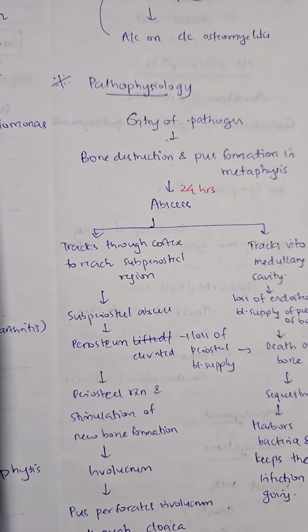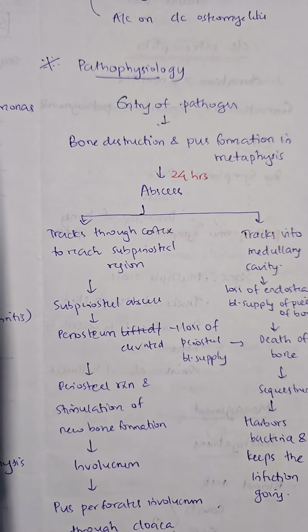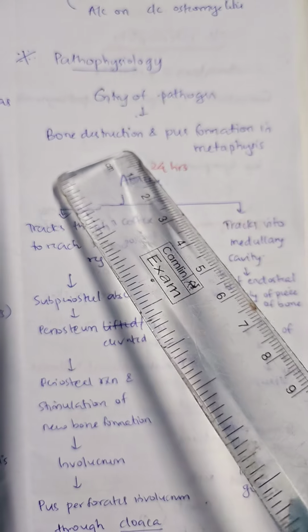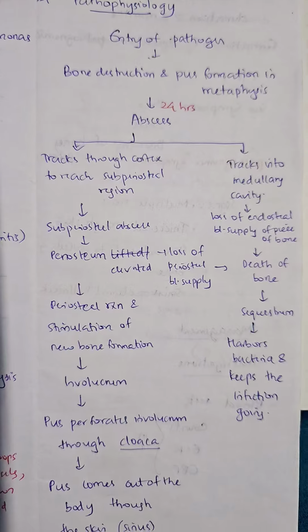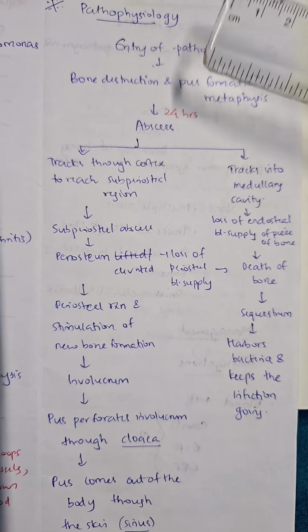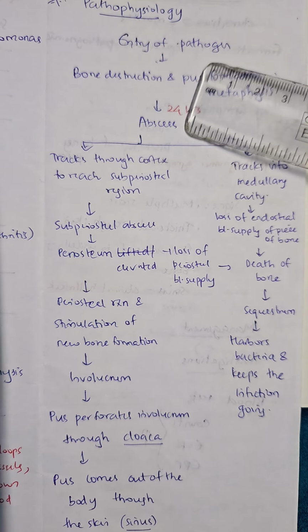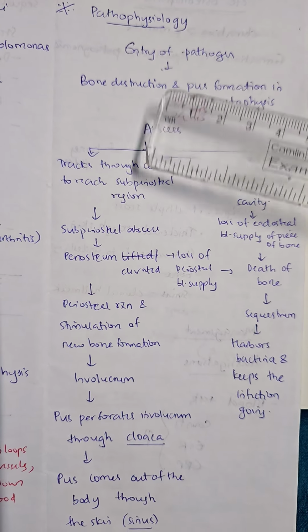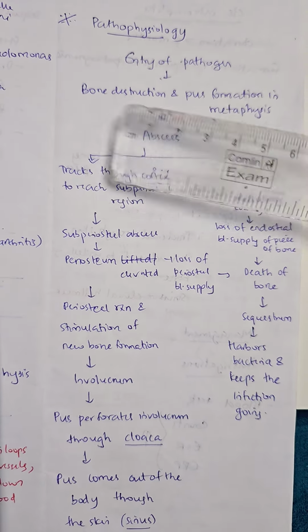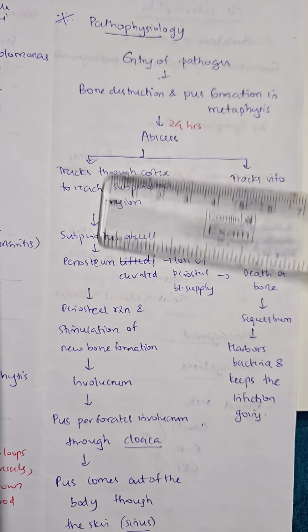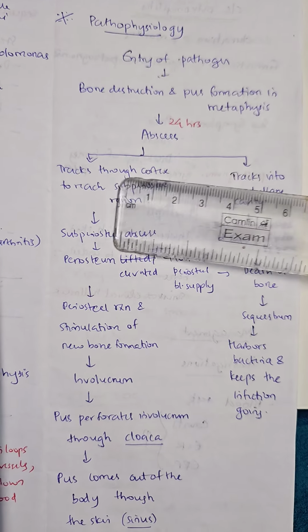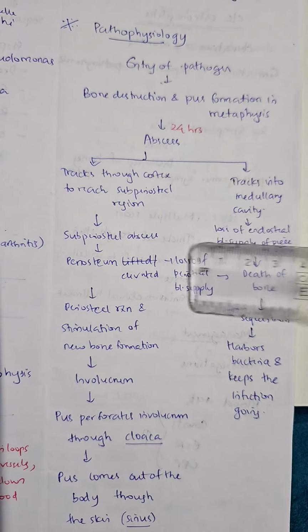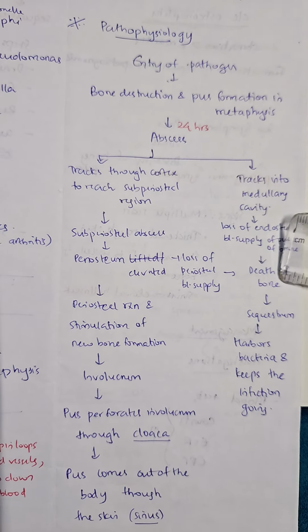The most important part of this discussion is pathophysiology. So you can see that after the entry of a pathogen, there can occur bone destruction and pus formation in the metaphysis. After the formation of pus, within 24 hours there will be abscess formation. The abscess can track through the cortex to reach the subperiosteal region. There it forms a subperiosteal abscess, and this abscess pushes the periosteum forward, and that can result in the loss of periosteal blood supply, and thus the death of bone there.